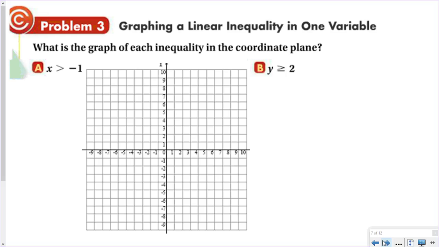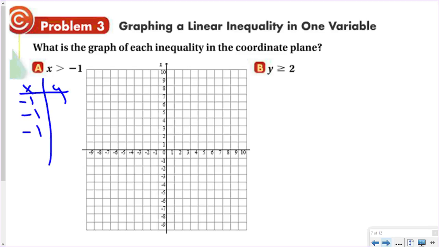All right, and this is really the last concept. You'll notice on letter A and B for this one, these are graphed separately. Letter A just has one letter. If it just has one letter, it's a horizontal or vertical line. And before, we made a t-table with x and y to find out where the points are. In every x on here, we have -1 because it is x is greater than -1.